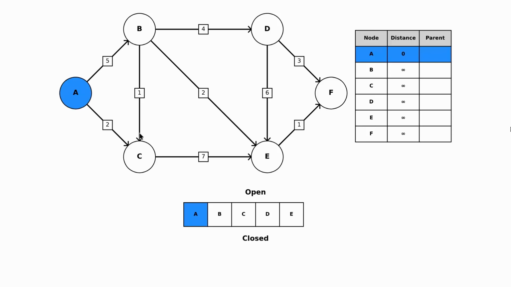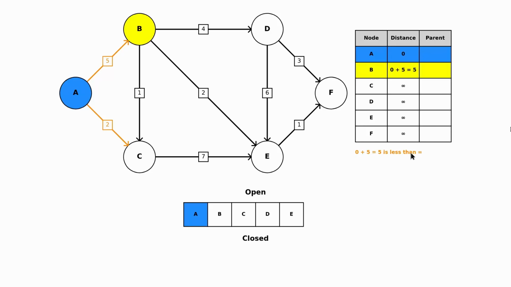We have selected A. Let's get started. So A has two children that we can explore. We start with B. And here it says 0 plus 5 is equal to 5. And 0 we get from the parent, so A. And 5 we get from the edge here. And that's equal to 5.